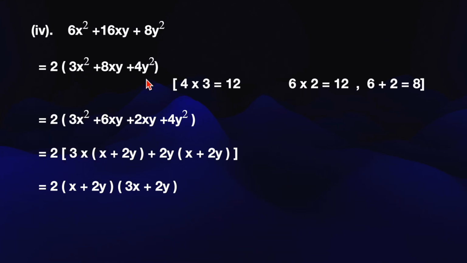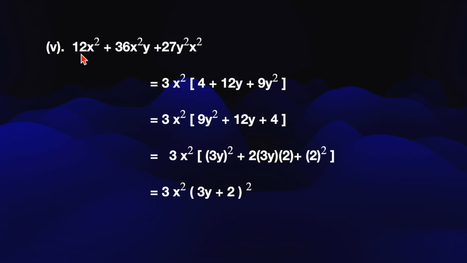First we'll multiply 3 into 4, that is 12. Now find 2 factors which when multiplied give us 12, which when added should give us 8. So 6 twos are 12, 6 plus 2 is 8. So 8xy, write it as 6xy plus 2xy. Now you can take out common factor here. 3x is the common factor, x plus 2y, and here 2y is the common factor, x plus 2y. So we get 2 into x plus 2y into 3x plus 2y.